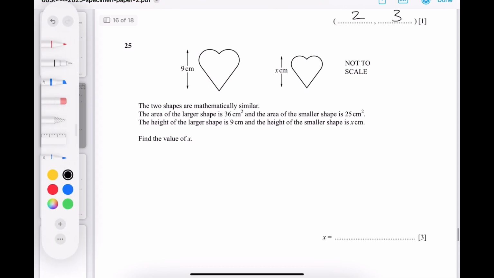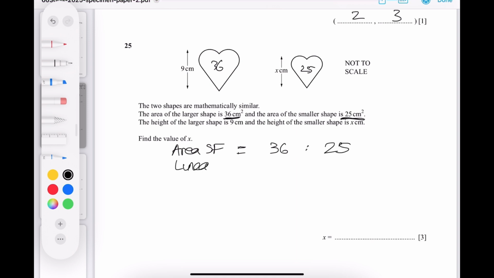And now similar shapes. So this is similar to the question about circle theorems, and because we have 2 similar shapes, this time we're working with areas. The first thing we would do is to find the area scale factor, and that is equal to 36 centimeters squared of the larger shape to 25 of the smaller shape.